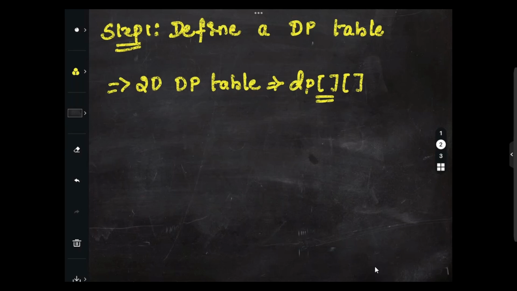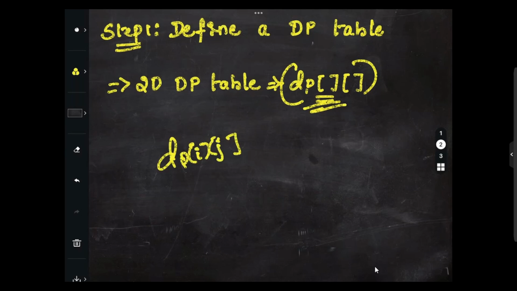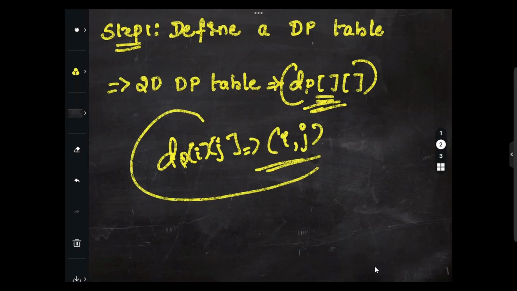Nothing but, in this case, this one, the 2D DP table, right? So here dp of i,j represents the number of ways to reach the cell i,j. Just remember this thing. We are creating a 2D DP table, right?